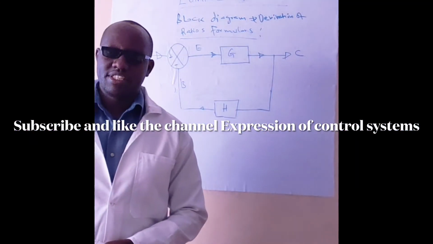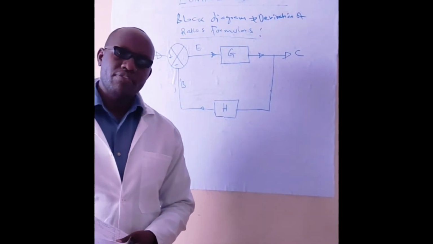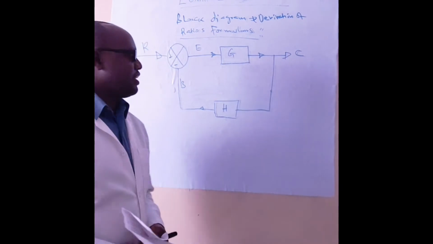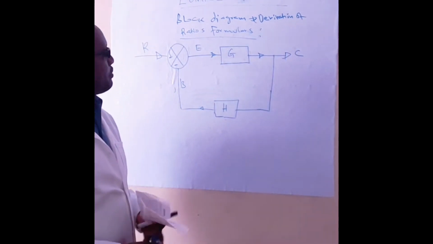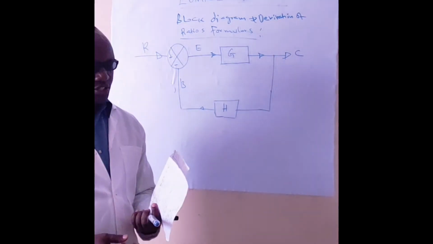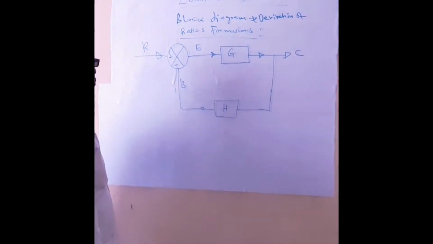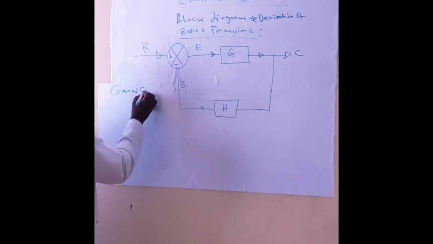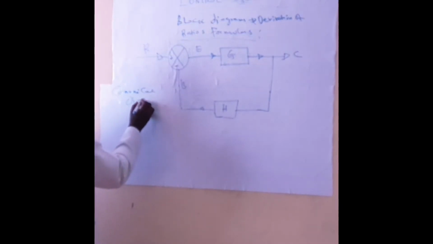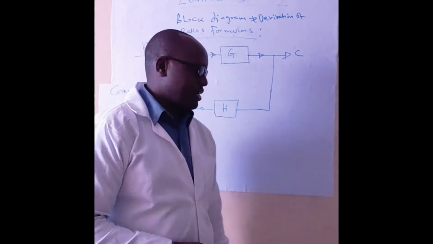Welcome back to this lesson. In this lesson we want to derive some expressions that we most of the time come across when we are dealing with block diagrams. This diagram that I've just drawn here, we call it the canonical diagram, and it is going to help us to come up with some expressions.